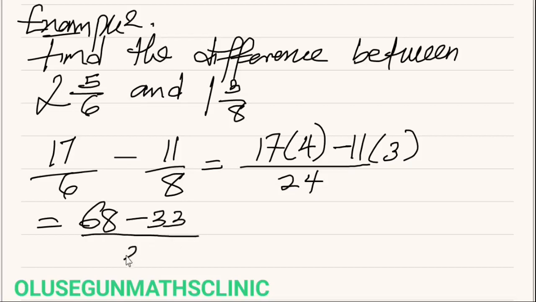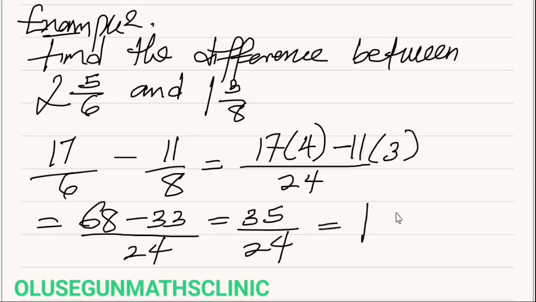over 24, which is equal to 35 over 24. So it goes in one whole number 11 over 24. So that is the final answer for this word problem.